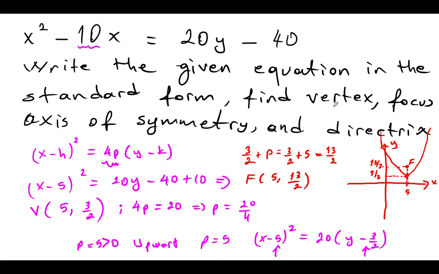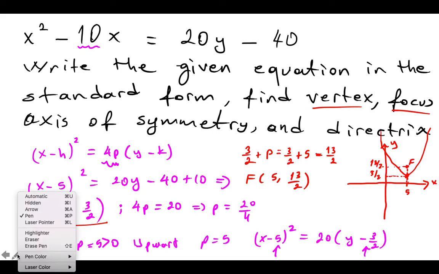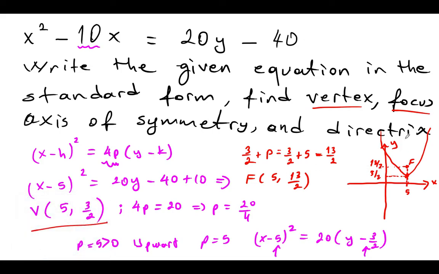And then the vertex, which is here, and the focus we set, and the axis of symmetry. Don't forget the axis of symmetry is directly here. Let me show you here. Directly here, where the focus and the vertex are, passing through this line. So x is equal to 5 is the axis of symmetry. This is also finished. And I need the directrix.